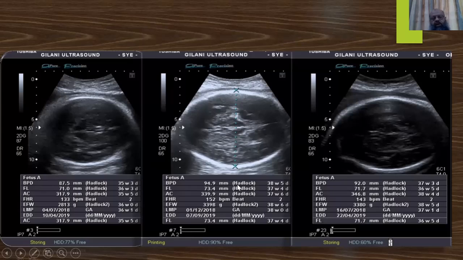We usually use the outer-to-inner method for measurement of BPD. For the measurement protocol, we need to take one outer and one inner edge. On one parietal bone we take the outer side, on the other parietal bone we take the inside. It depends on which one is clearer to you. You can take the outer of this one and the inner of this one if it is clear.